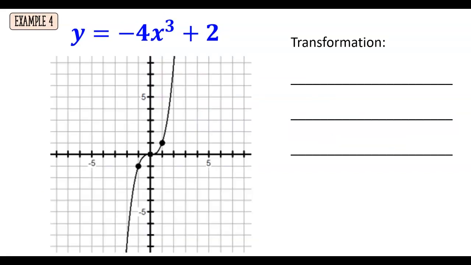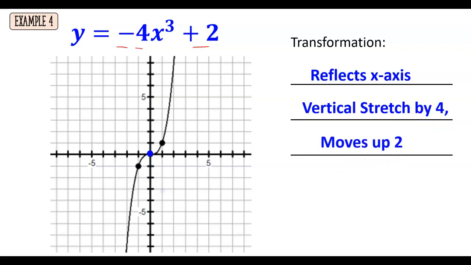Here's another one. Reflect across the x-axis, vertical stretch by 4, up 2. Okay, you can get that down for example 4. Reflect across the x, vertical stretch by 4, and it moves up 2.